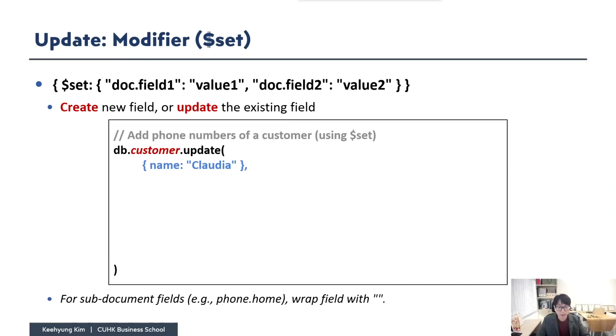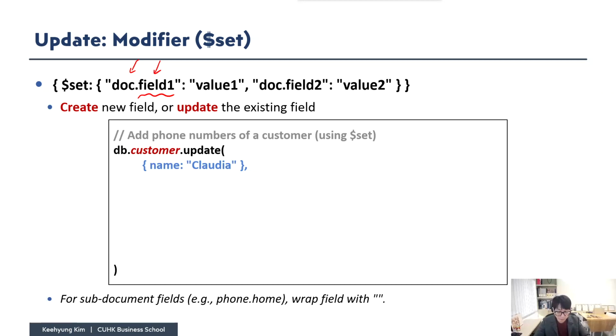Also, by using this, you can make an embedded document too. So for example, if you specify a certain field dot another field like this, then basically this new field will be created as a sub document. So you can try this later. I just show you how this works, and then later you can try and see how it actually works in your MongoDB.